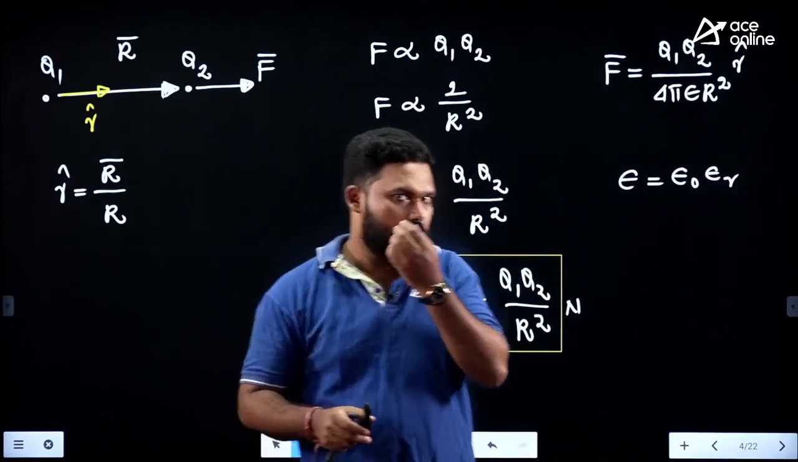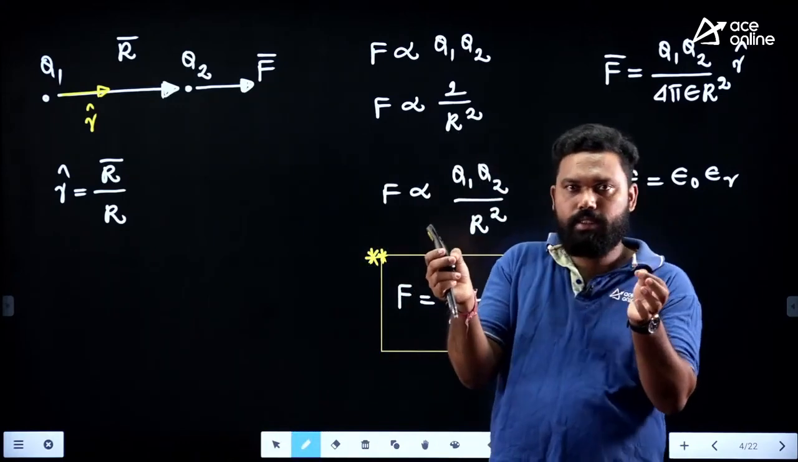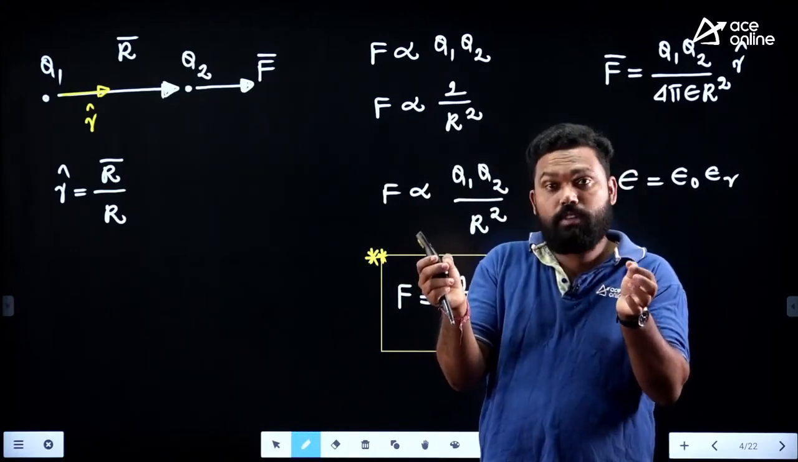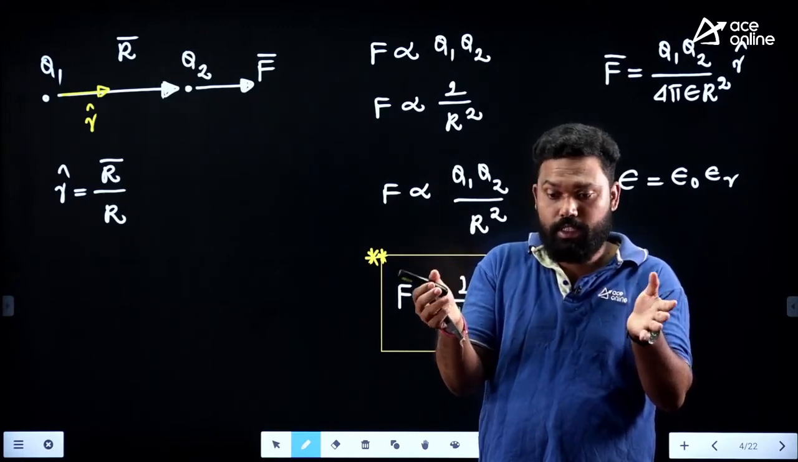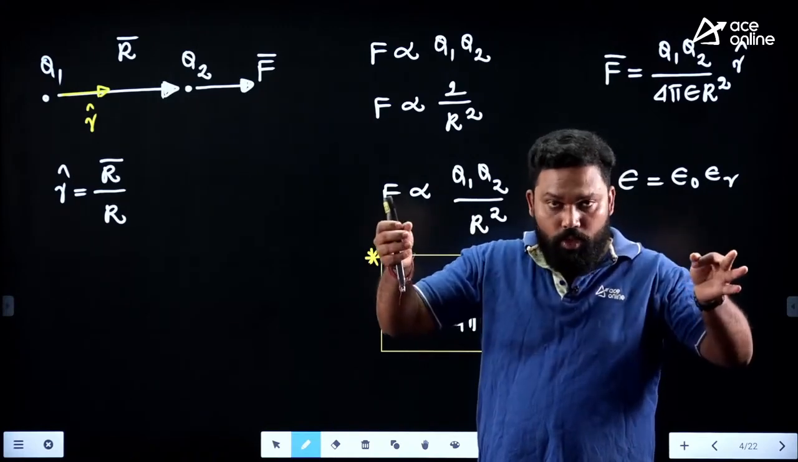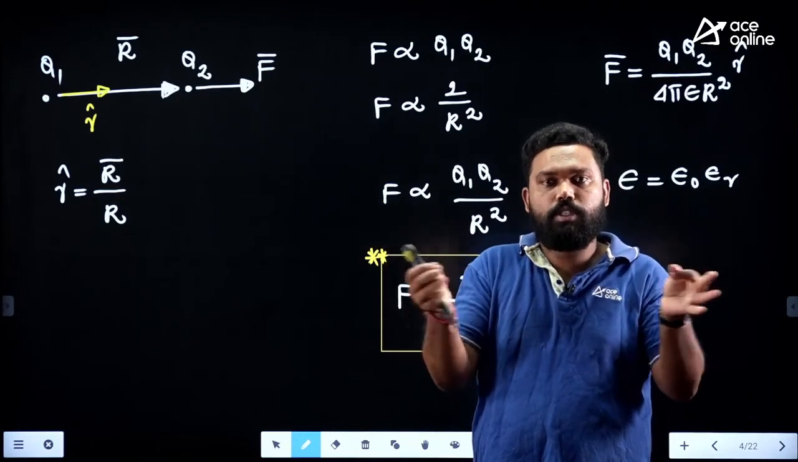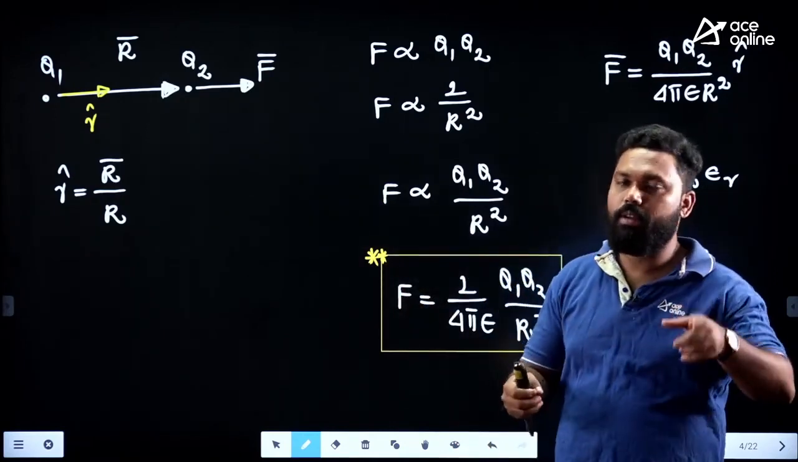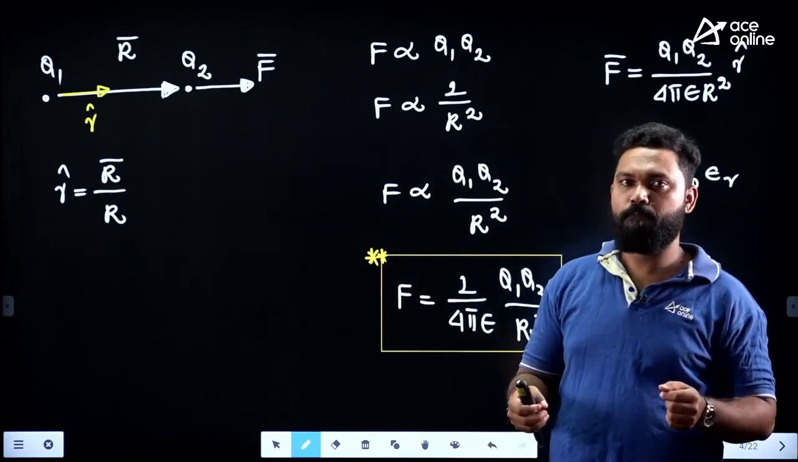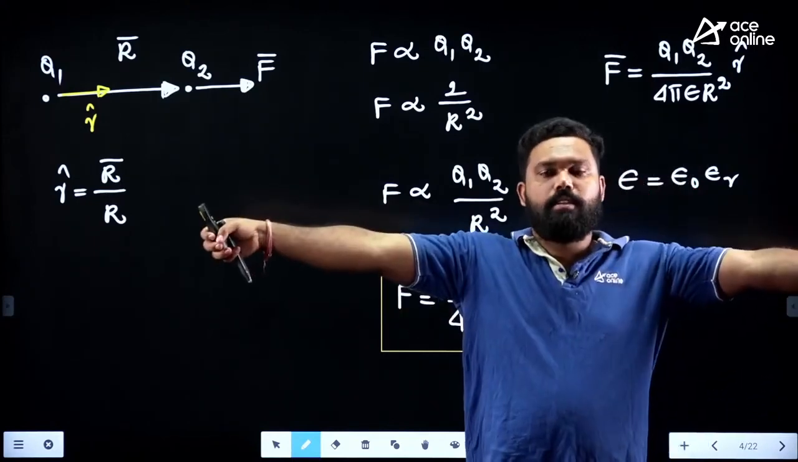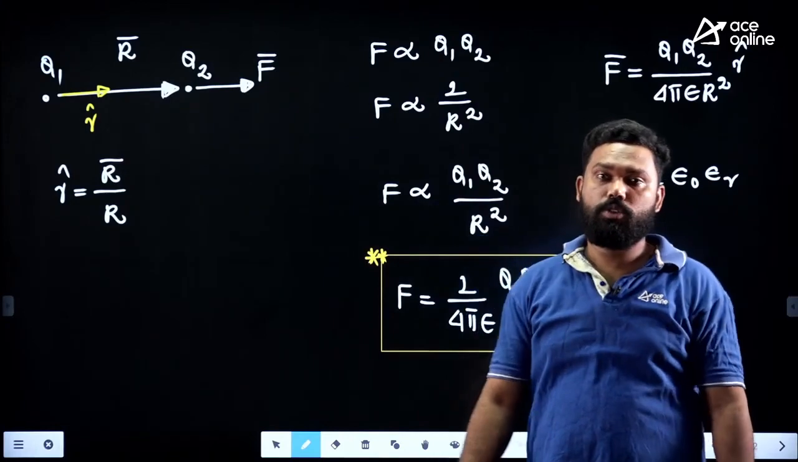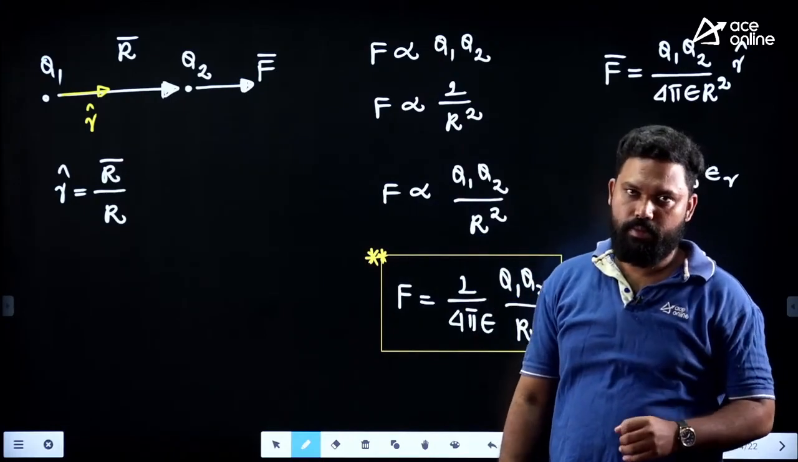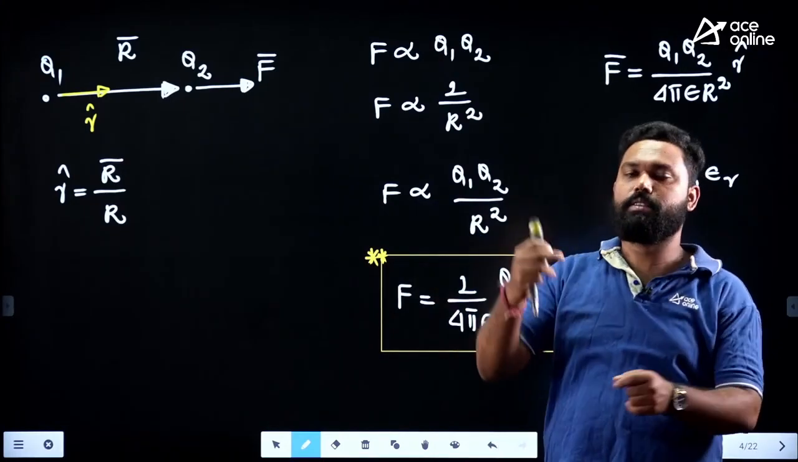See here, the force between the two charges depends on the magnitude of the charges. If you consider a very high charge, the force of attraction or repulsion between these two charges will be high. Point number 1. Point number 2, if I increase the distance between these two charges, what happens? The force between these two charges is going to decrease. If I decrease the distance, force increases.